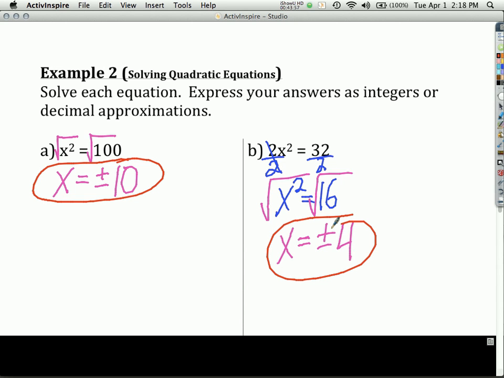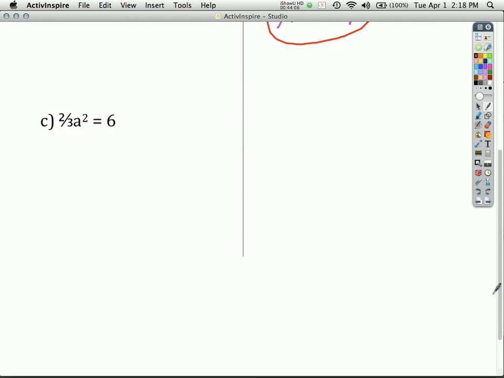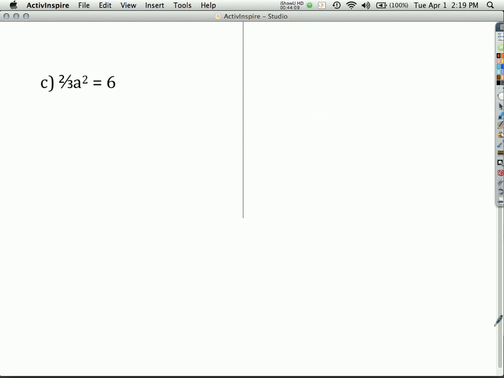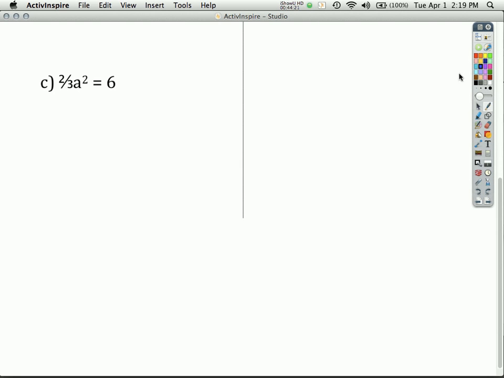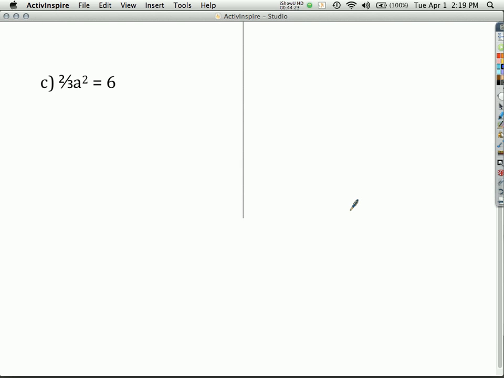Any questions about that? Just to make sure we're clear about fractions, the dreaded and awful, horrible, disgusting fraction. 2/3 a squared equals 6. How do I get rid of that 2/3? Hint, hint, you just learned it or refreshed it a moment ago. That seems like 6 people. All right, Kadia. Very good. Multiply both sides by 3/2.